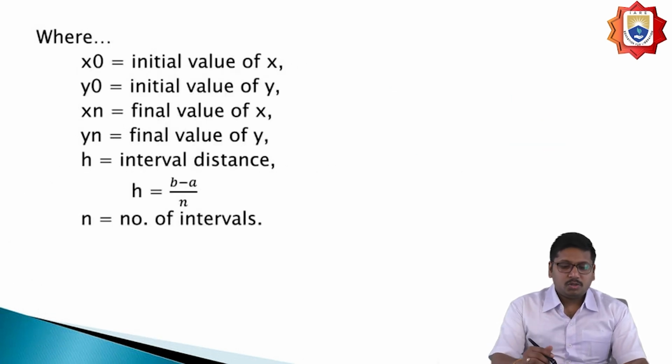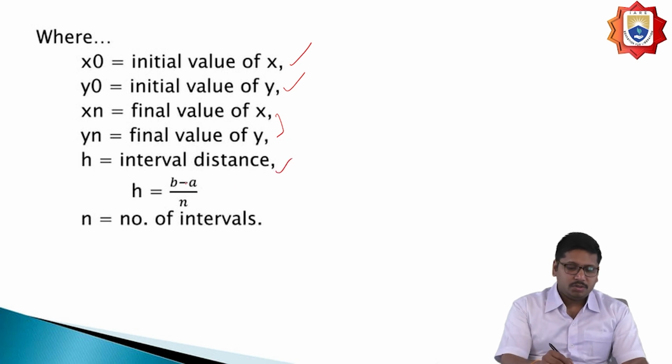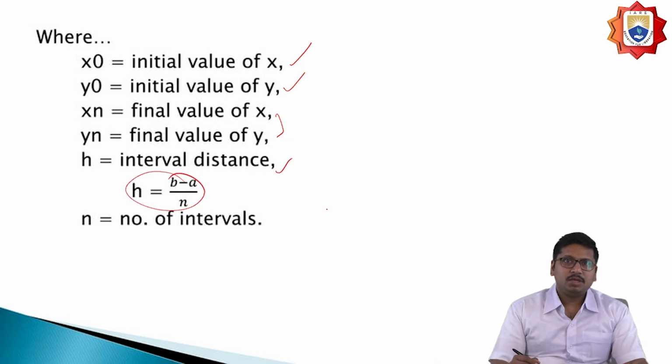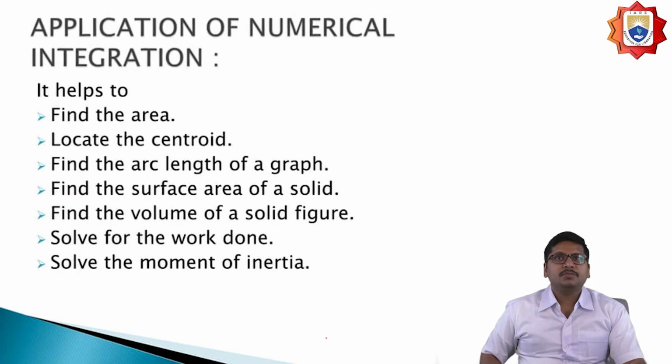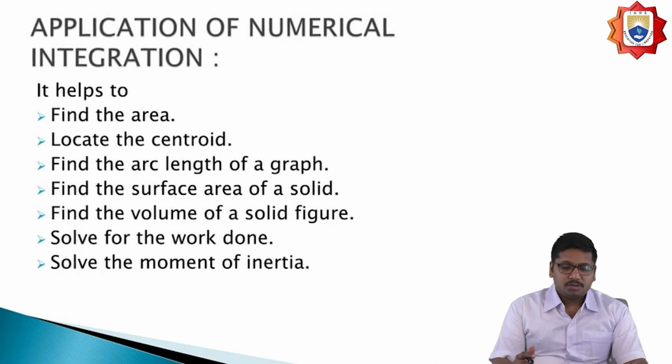Here x naught is the initial value of x, and y naught is the initial value of y, and x n and y n are the final values, and h is the interval difference, defined by the equation h is equal to (b minus a) by n, where n is the number of intervals. So what are the applications of numerical integration?